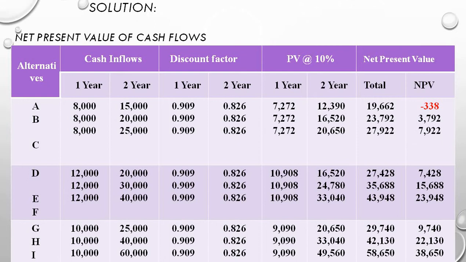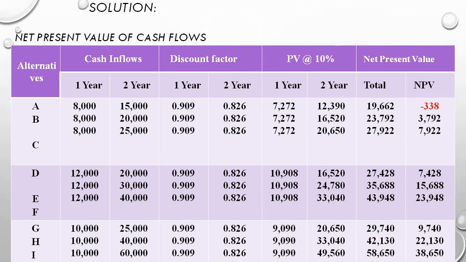Now second year, 15,000 multiplied with 0.826 will give you 12,390. 20,000 multiplied with 0.826 will give you 16,520. 25,000 multiplied with 0.826 will give you 20,650. 20,000 multiplied with 0.826 will give you 16,520. Alternative E, 30,000 multiplied with 0.826, that is 24,780.